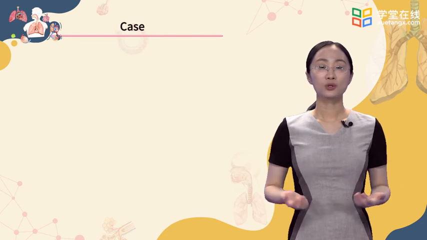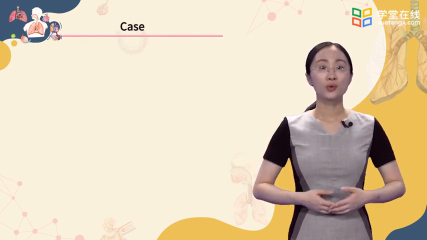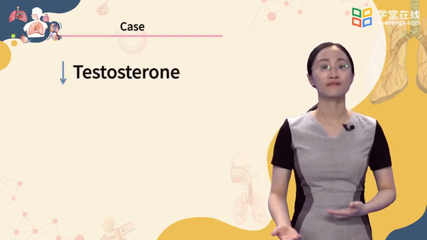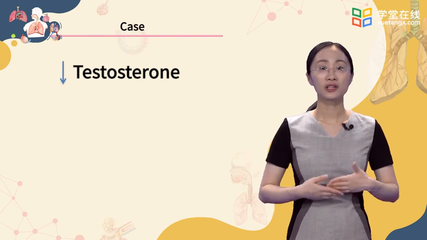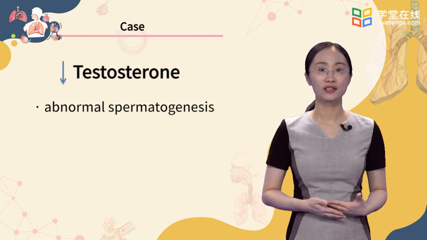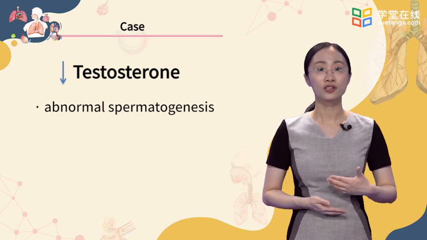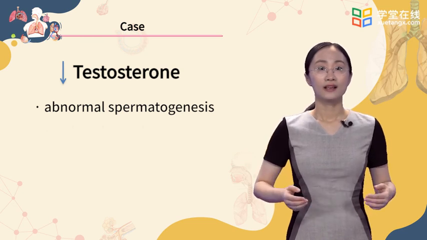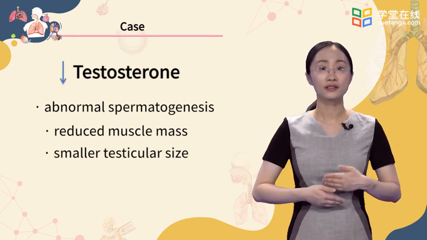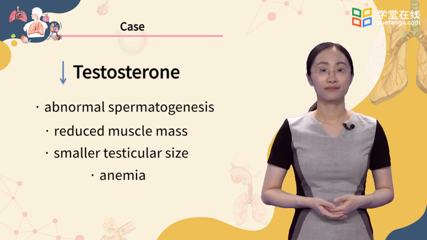Now let's get back to our case. The man has decreased sexual drive, which can be explained by a decreased level of testosterone. The inability of the couple to conceive can also be due to abnormal spermatogenesis, which is also a result of deficient testosterone. In addition, reduced muscle mass, smaller testicular size, and anemia were also found in the man.